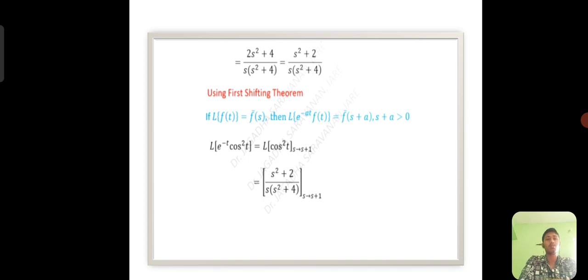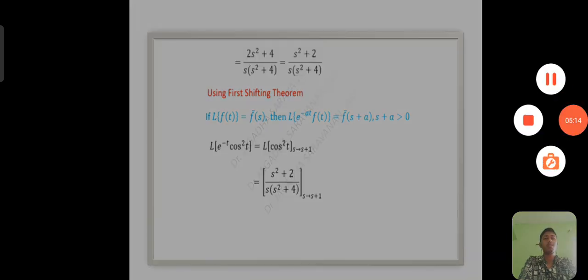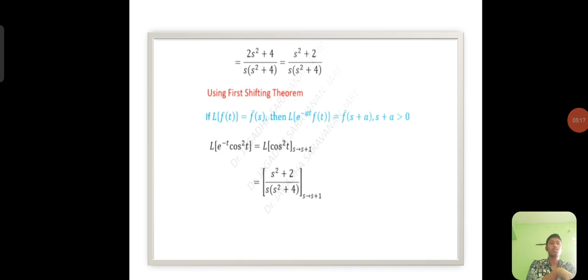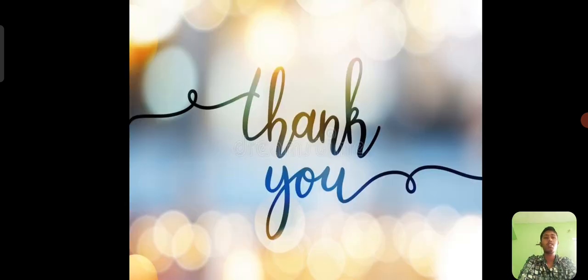Then again using the first shifting theorem, if L{f(t)} = F(s), then L{e^(at) f(t)} gives us F(s + a), where s + a should be greater than 0. By using this equation, here a is negative, so we get it as positive. L{e^(-t) cos² t} is L{cos² t} with s replaced by s + 1, (s² + 2)/(s(s² + 4)), and substituting in this equation, we get the overall result.